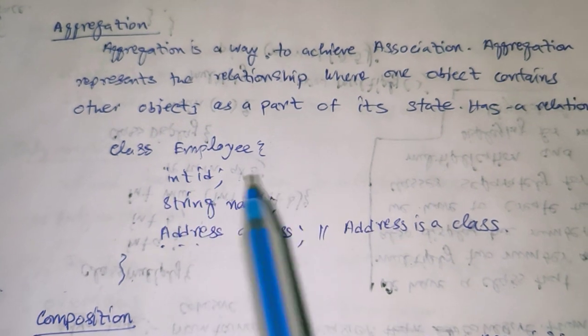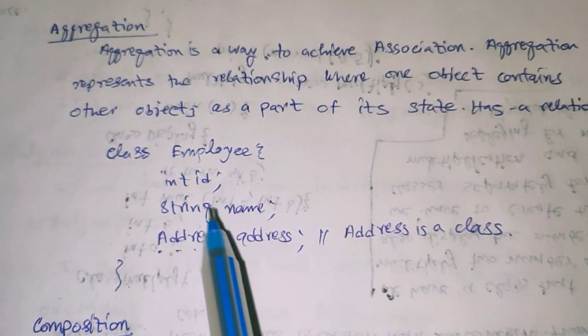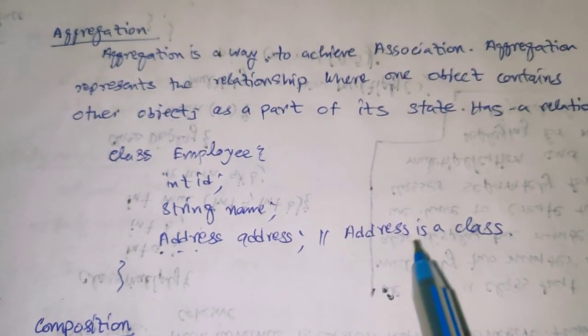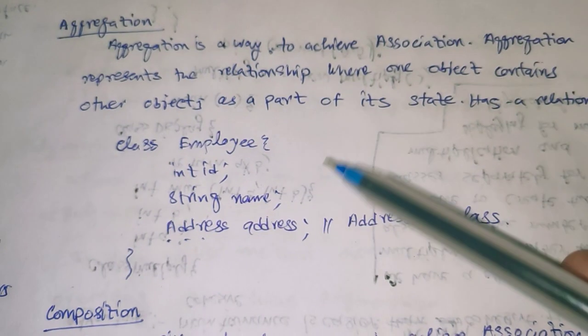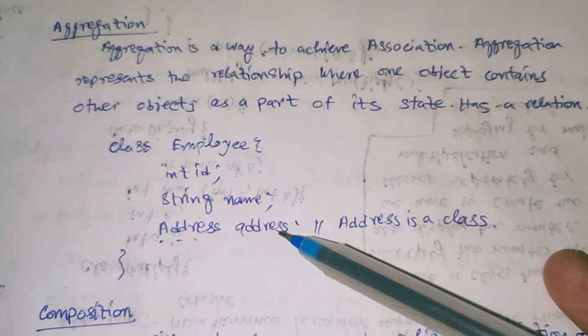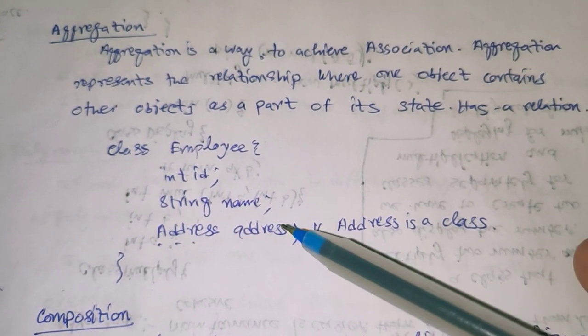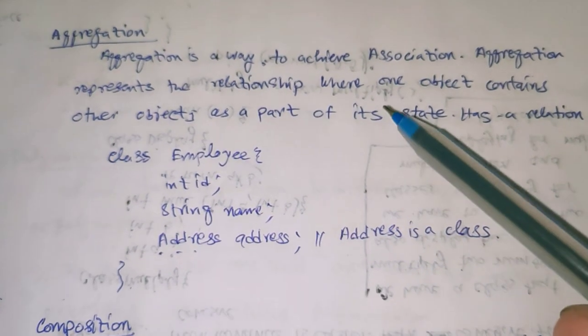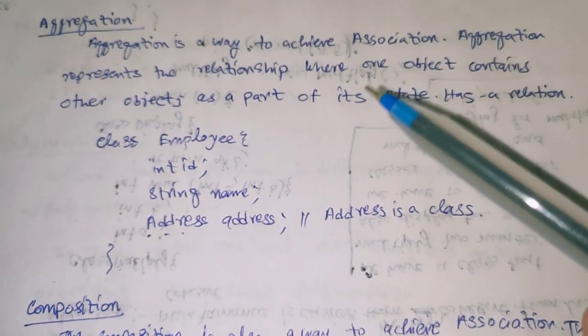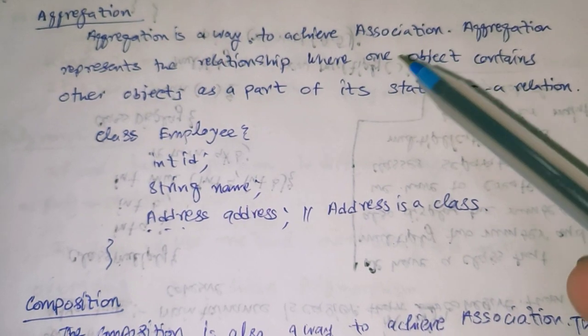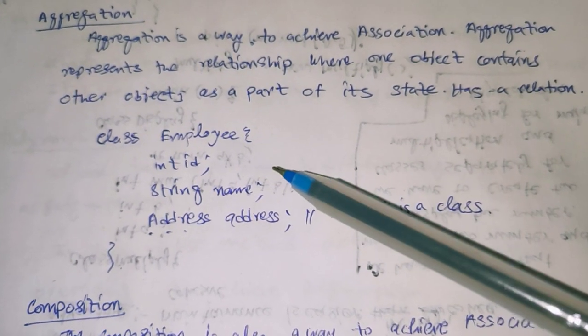Here is an example of aggregation. Class Employee, int id, String name, Address address. Here Address is also a class. Suppose we are creating a class; inside that class we declare the address id, pin code, and street name inside the Address class.